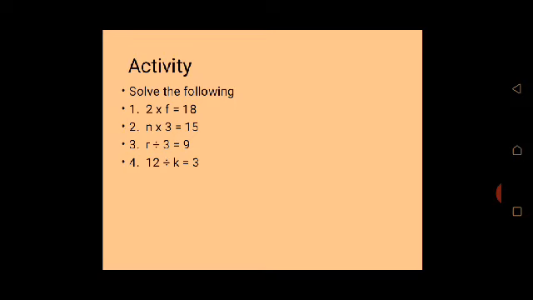Here is our class activity. Solve the following. 1. 2 times f is equal to 18. Number 2. n times 3 is equal to 15. Number 3. r divided by 3 is equal to 9. Number 4. 12 divided by k is equal to 3. This is your class activity.